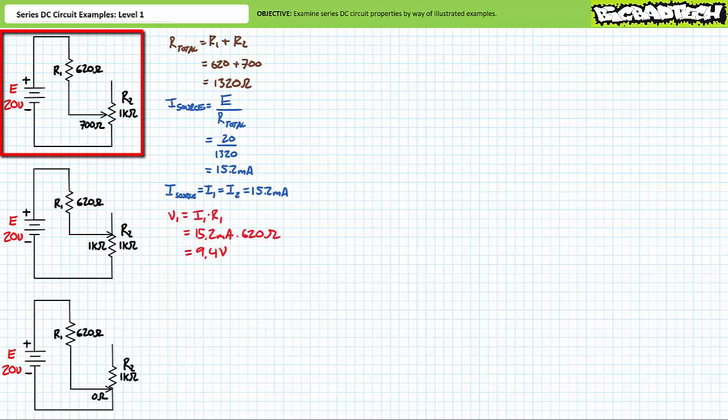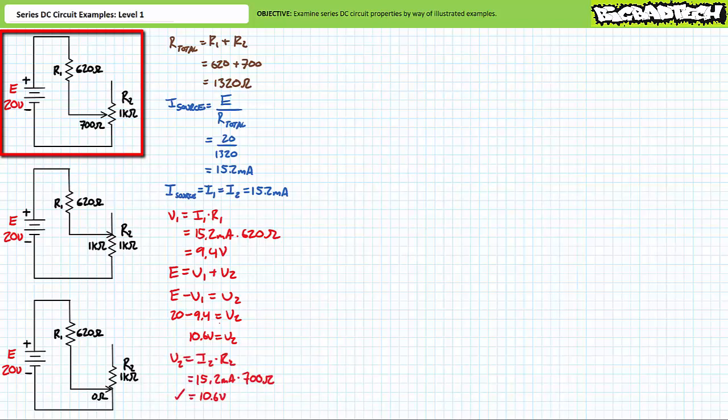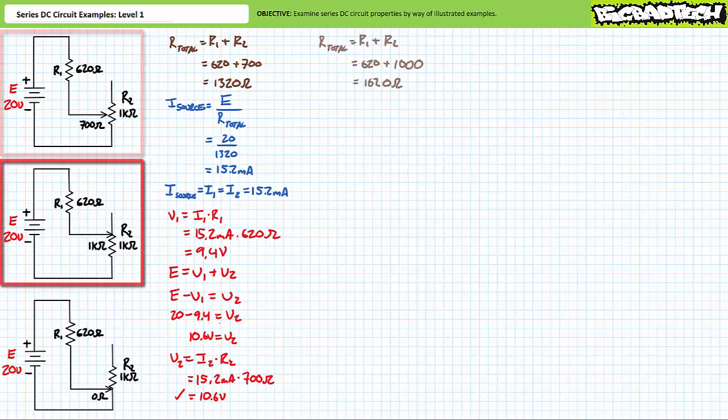An application of Ohm's law demonstrates that V1 will be 9.4 volts. We could use another application of Ohm's law to solve for V2. However, we can also solve for V2 using algebraic manipulation of the Kirchhoff's voltage law equation. The Kirchhoff's voltage law equation for this circuit suggests that E equals V1 plus V2. Substituting our given value for the source and our calculated value for V1 demonstrates that unknown voltage V2 is the remaining 10.6 volts. As a means of checking our work, an application of Ohm's law similarly demonstrates that V2 to be 10.6 volts.